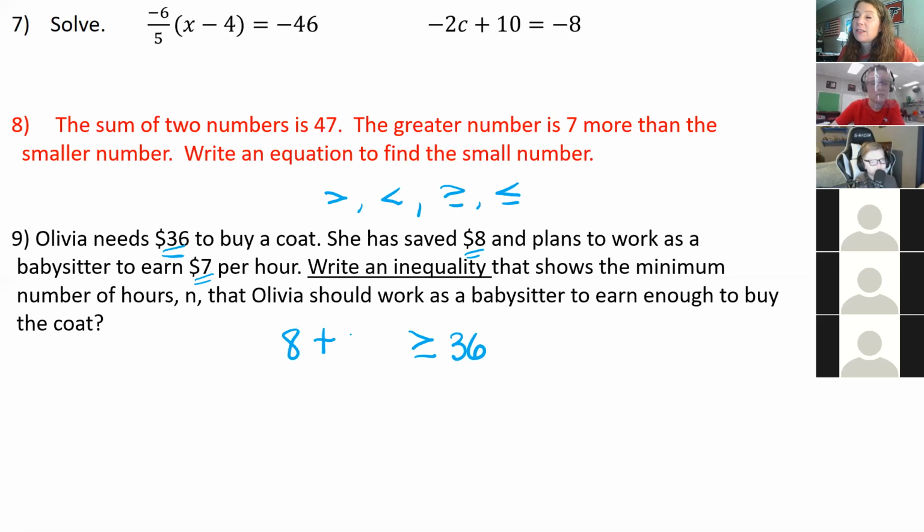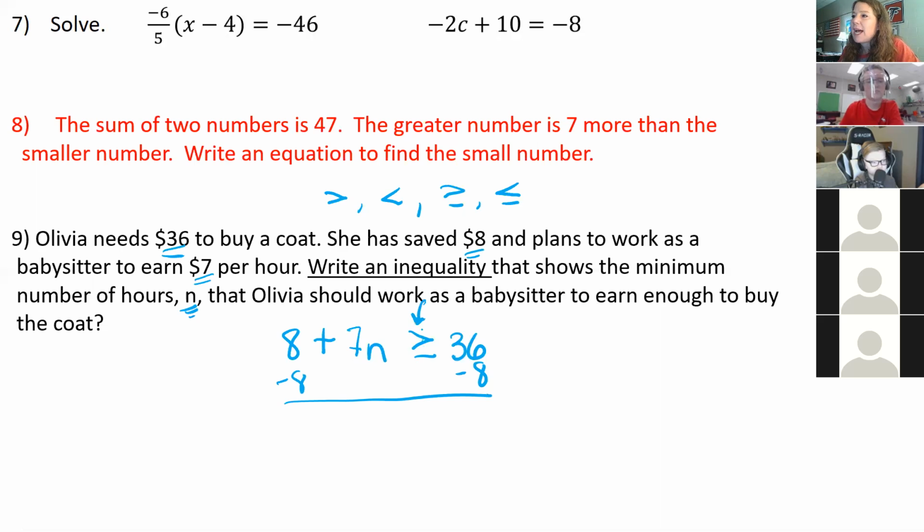Is it just 7? Make it 7n or something like that, right? It is 7n because it tells us that n is the number of hours. So now we're going to subtract 8 from both sides. We're solving this exactly the way we would if this was an equal sign, right?